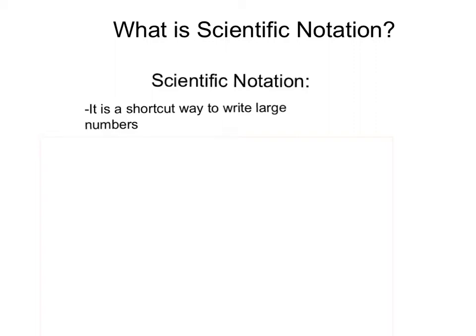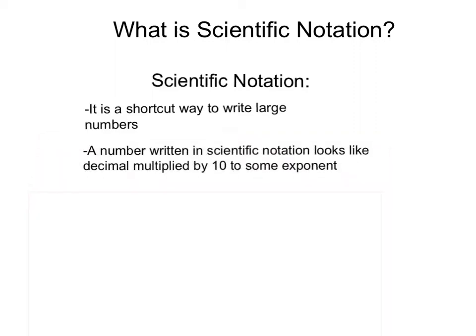A number written in scientific notation looks like a decimal multiplied by 10 to some exponent. An example is 2.97 times 10 to the 7th power. This would be equivalent to 29,700,000 in standard notation.